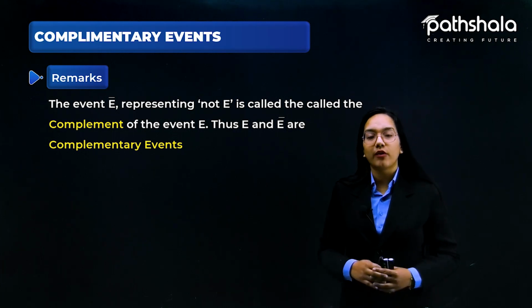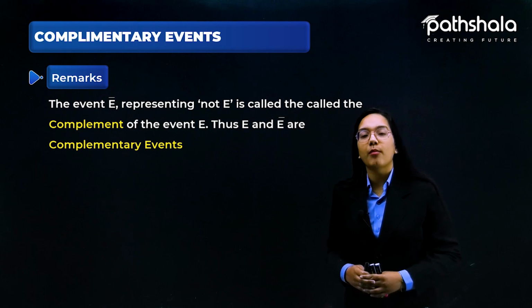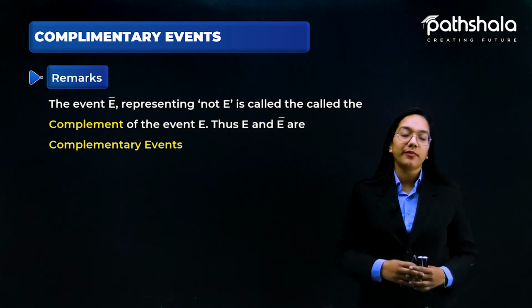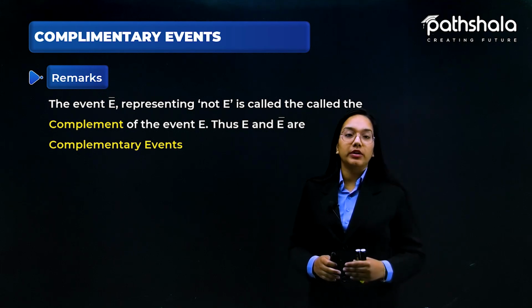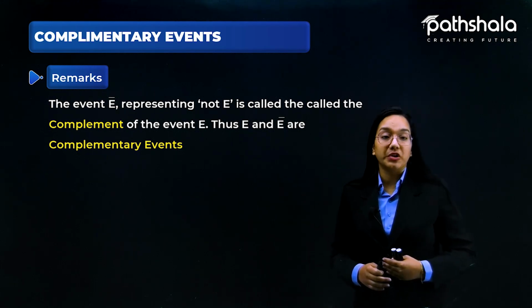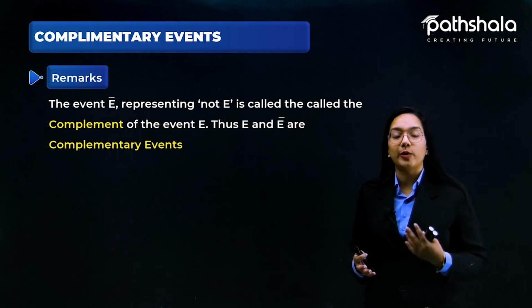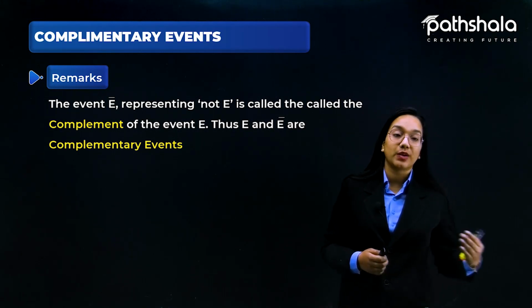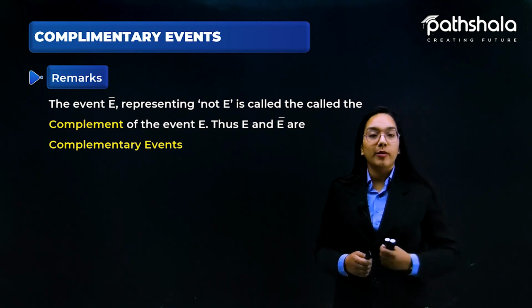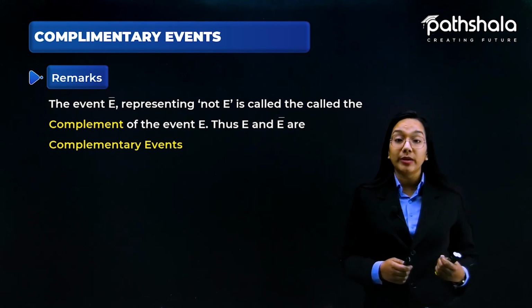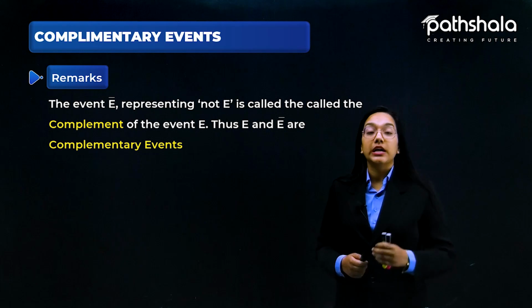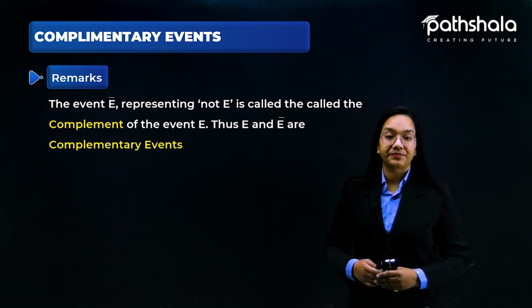Always remember the sum of the probability of the event E and the probability of not E is equal to 1, and the probability of not E can be found using this particular formula, that probability of E plus probability of not E is equal to 1. We can find the probability of any particular event out of it. Moreover, they are called the complementary events.